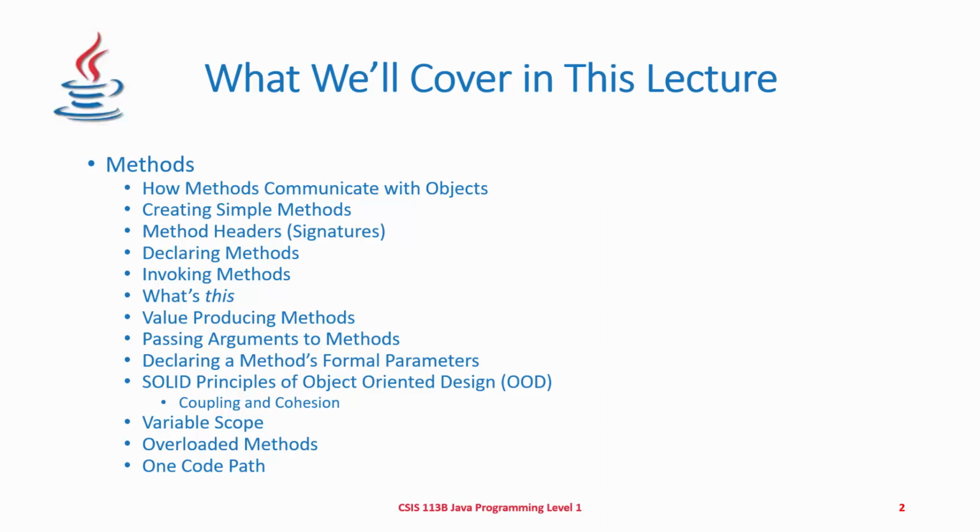We'll talk briefly about the SOLID Principles of Object-Oriented Design, focusing a little bit on coupling and cohesion. We'll also talk about variable scope, because the availability of your variables is going to change as you put them inside of methods. We'll also talk about overloaded methods and about creating one code path.